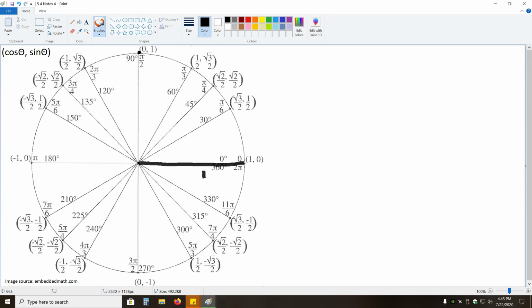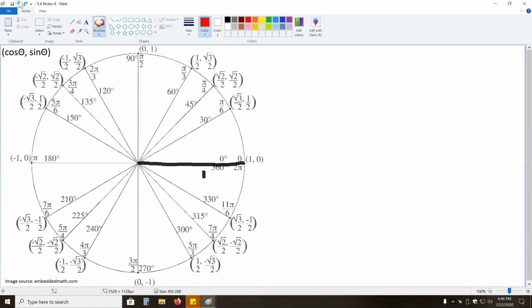And likewise, right here, when you're dealing with an angle of 90 degrees, your y value is 1, which means your sine value is 1, and your cosine value is 0 because you have not traveled a distance on the x-axis.